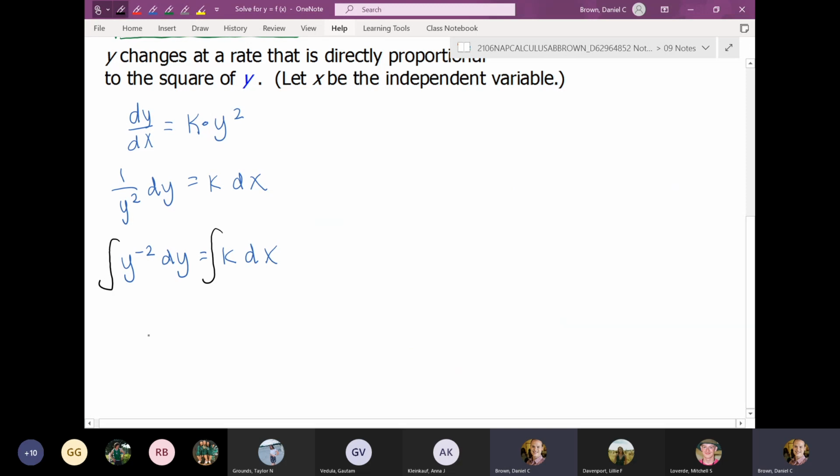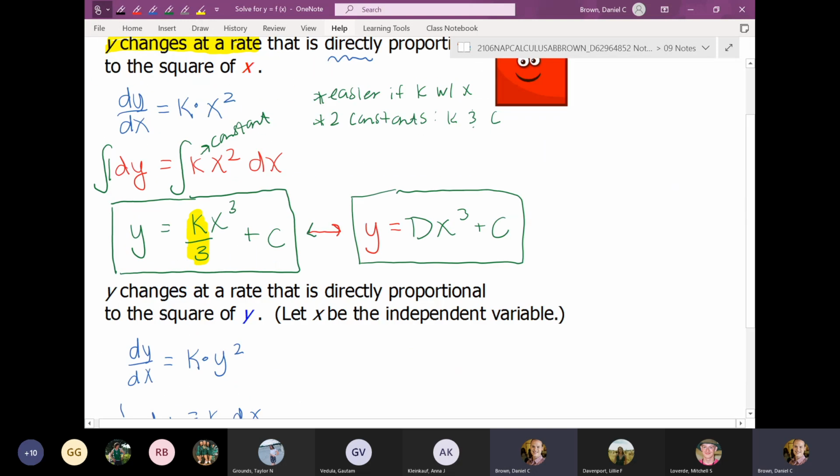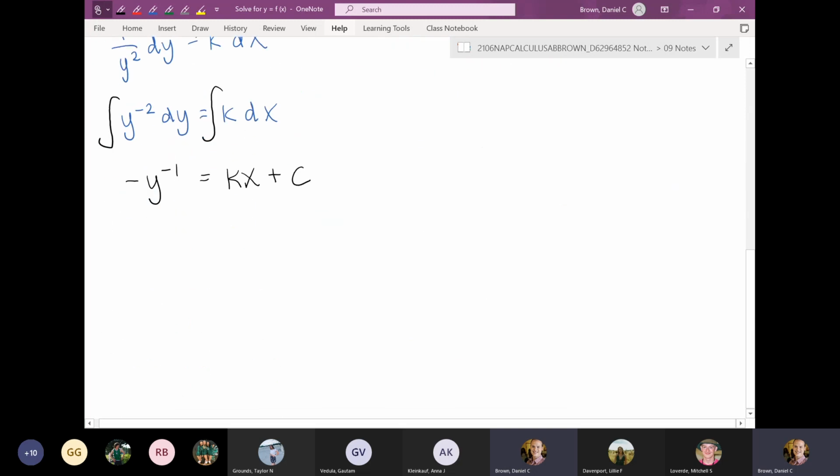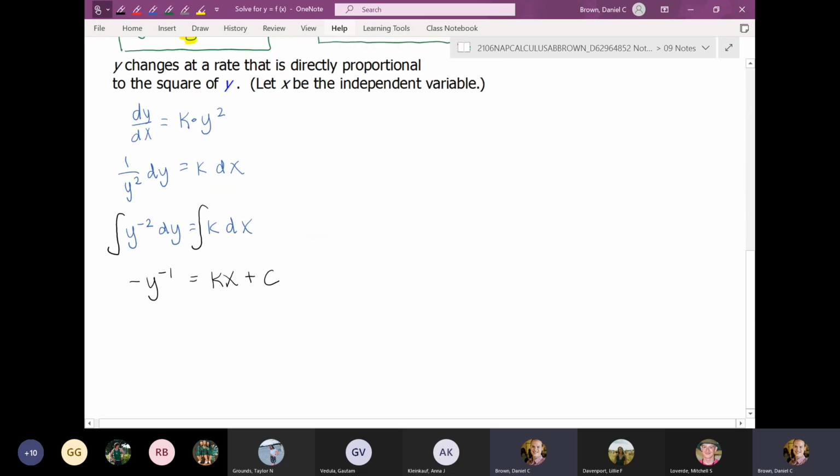So with the y's first, add 1 to the exponent, divide by that new exponent. K is just a number, so what is its antiderivative? Kx, kind of like the antiderivative of 5 would be 5x. Don't you dare forget the plus c. That's the general solution, but it does ask us to put it in the form of y equals. Different routes you can take, but the calculus is over. Now we just want to do the algebra.